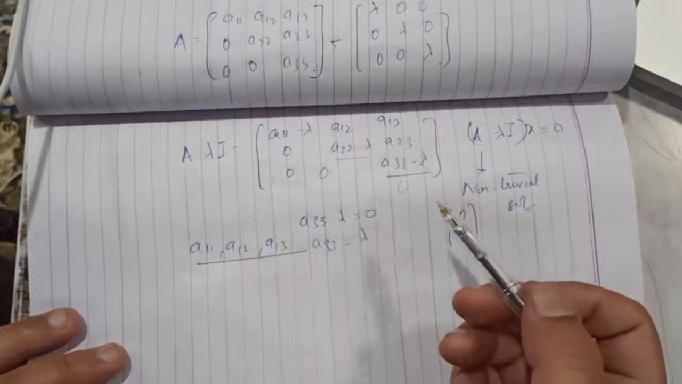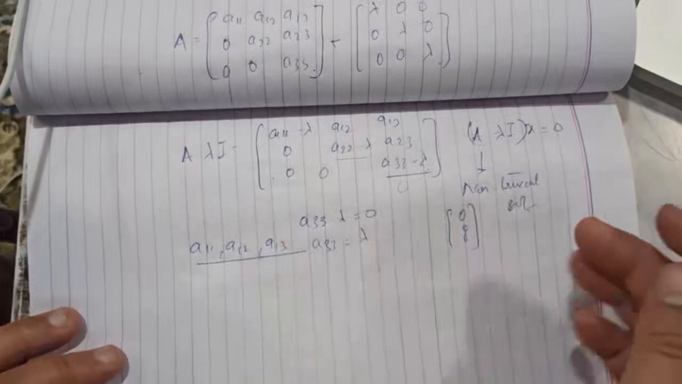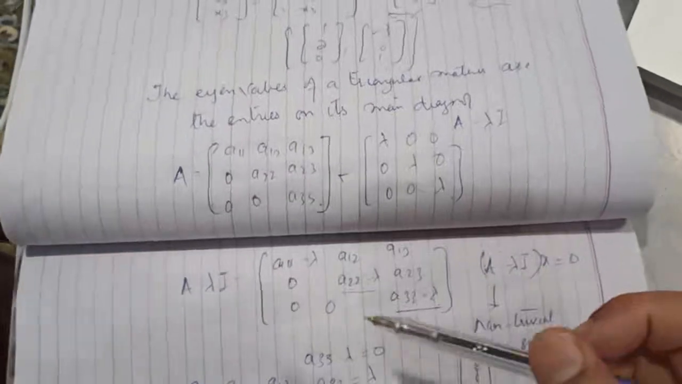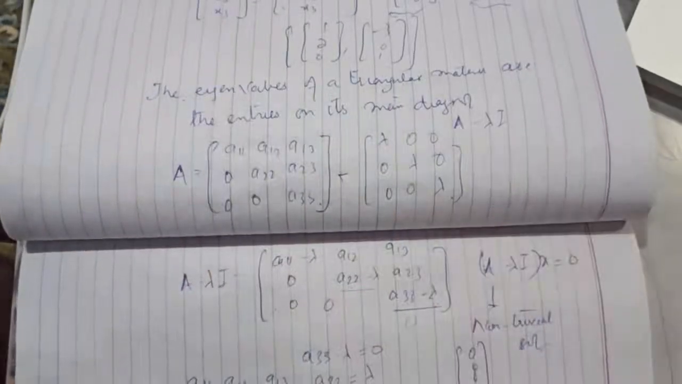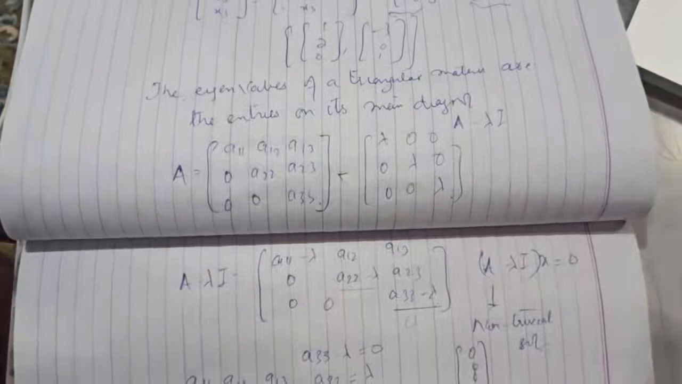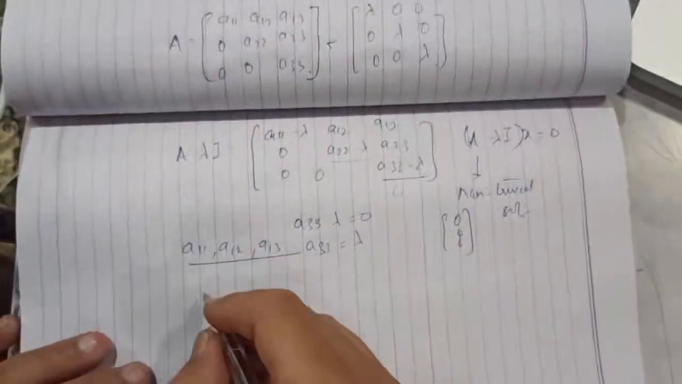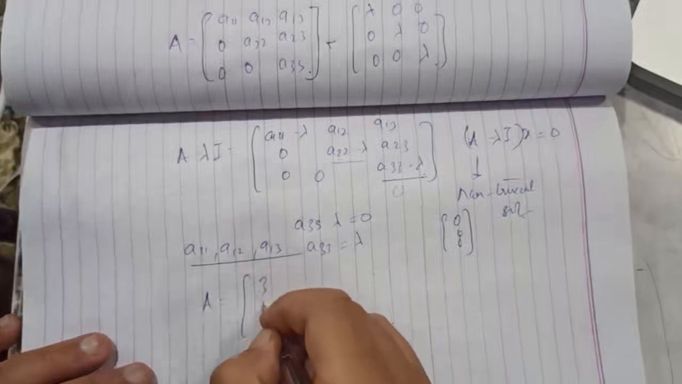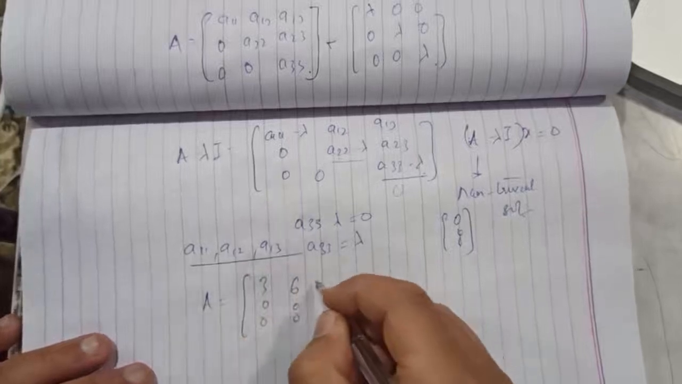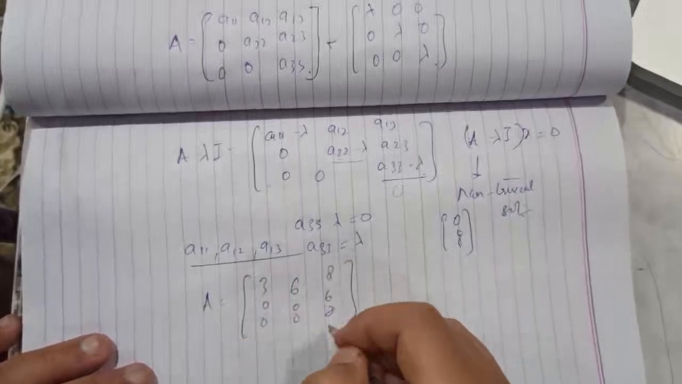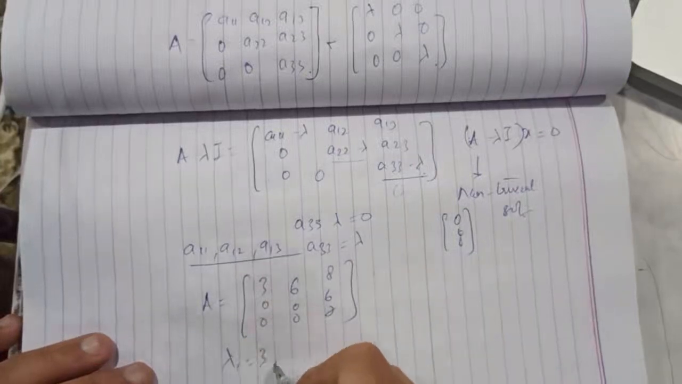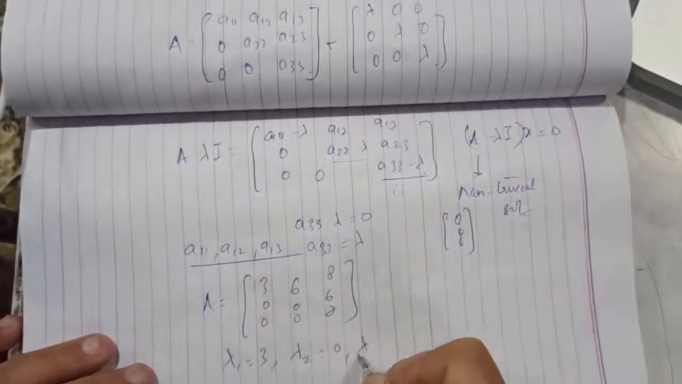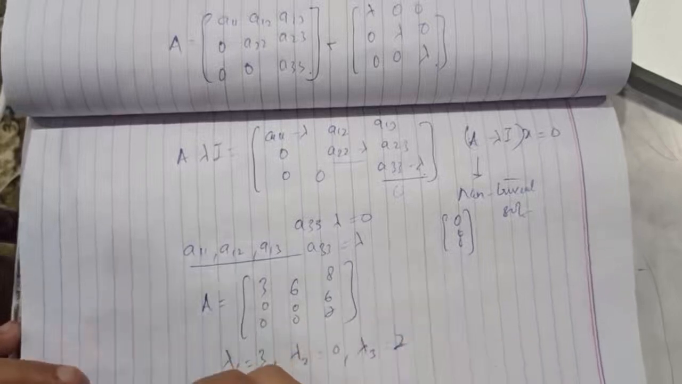And similar is the case for the lower triangular matrix. So we have just proved the theorem that the eigenvalues of a triangular matrix are the entries on its main diagonal. So if A is equal to 3 0 0, 6 0 0, minus 8 6 and 2, the eigenvalues of this matrix are lambda 1 equals 3, lambda 2 equals 0 and lambda 3 equals 2.